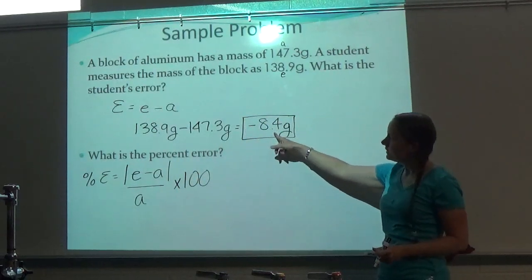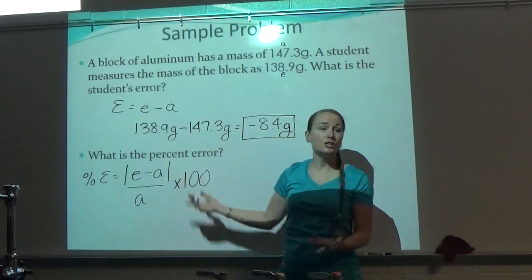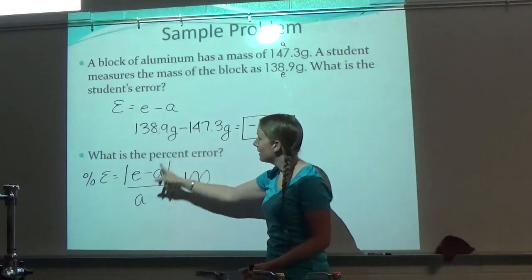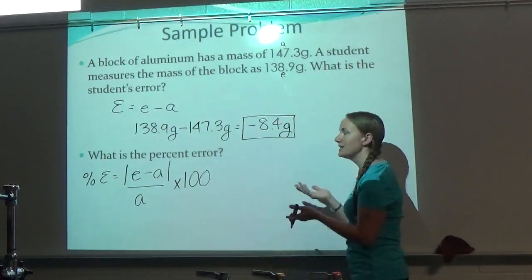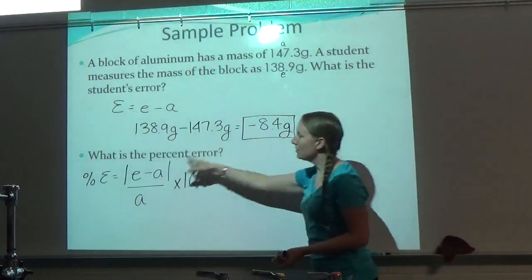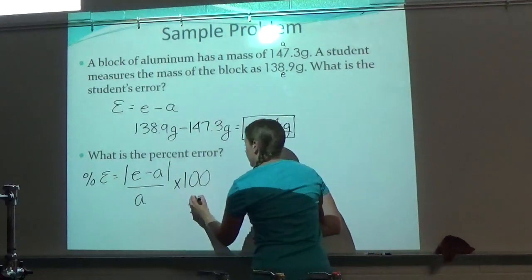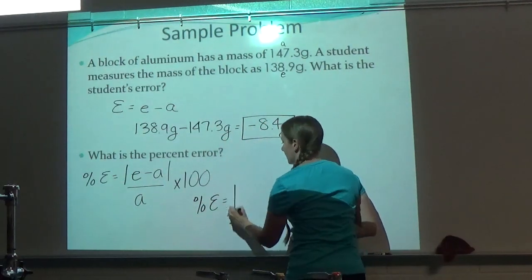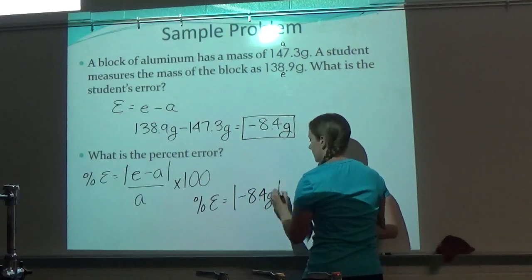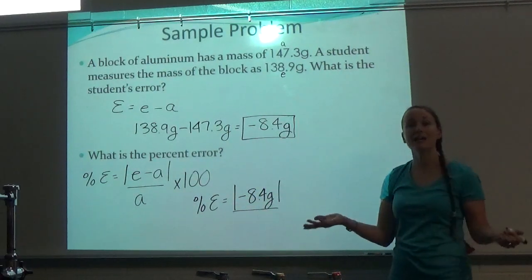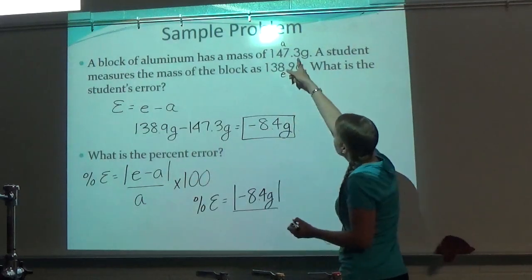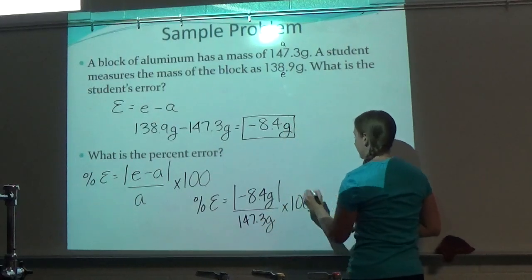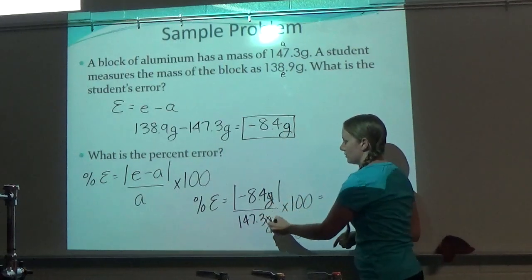Now, since we already calculated E minus A, or our error, we can just put that in the absolute value if we want to, or you can just do your 138.9 minus 147.3 in your absolute value. It's up to you. Okay, since I already know my error, I'm just going to plug that in right here. So my percent error is my E minus A, which we already did, negative 8.4 grams. I'm going to put that in my absolute value bars, so I remember that has to be positive, over my actual, which is 147.3 grams times 100. So if you look, your grams actually cancel this time.